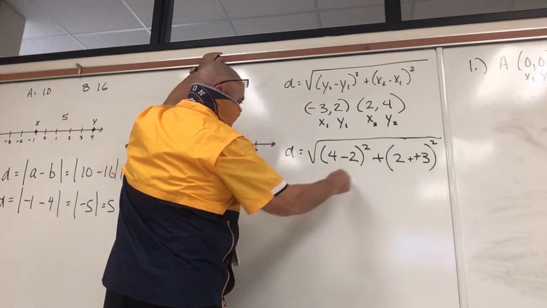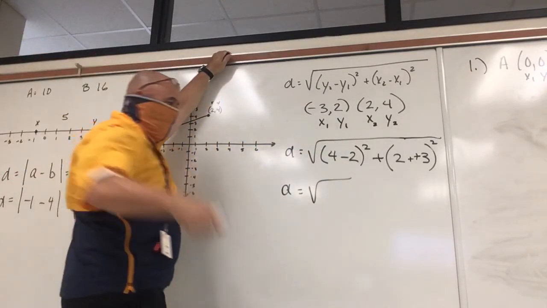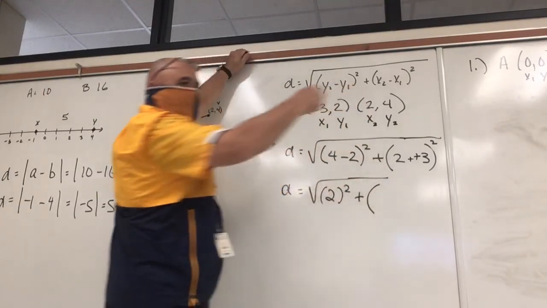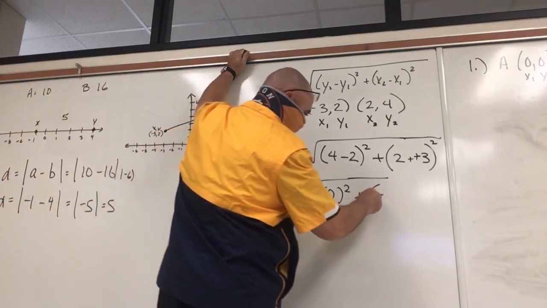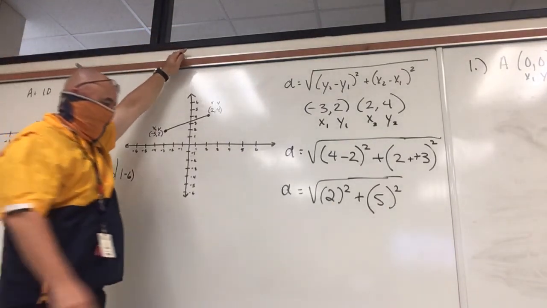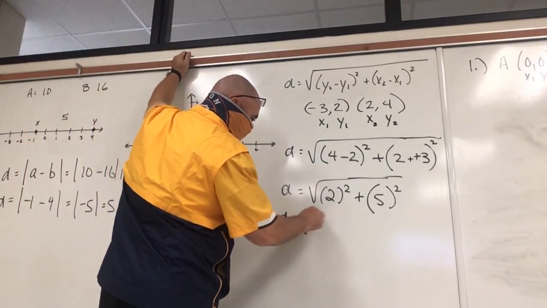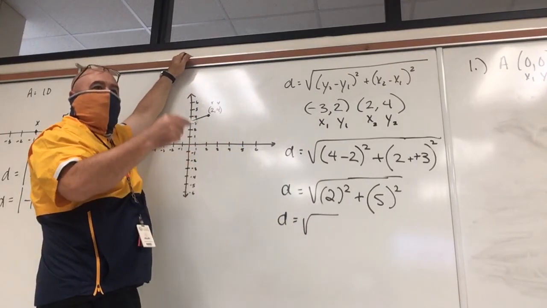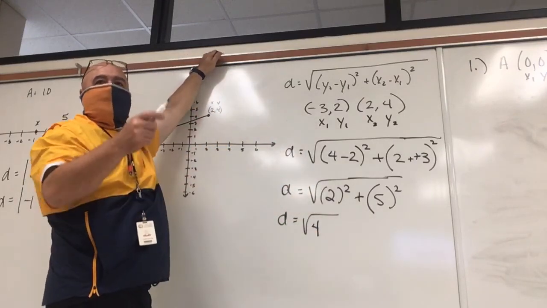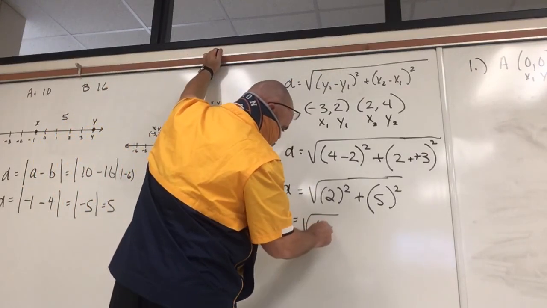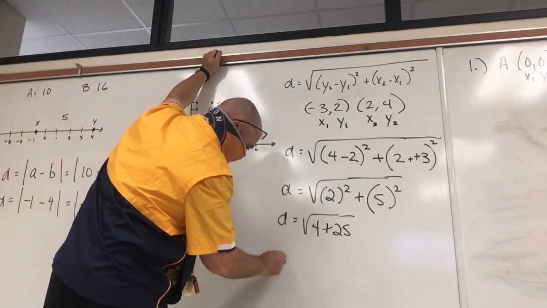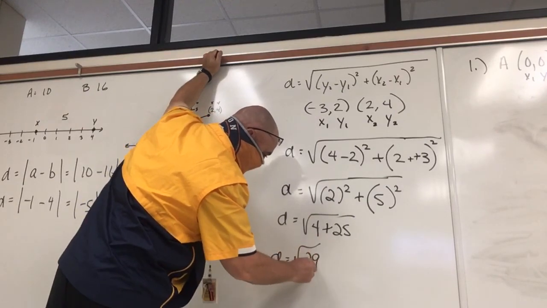D equals 4 minus 2 is 2, squared, plus 2 plus 3 is 5, squared. Everybody with me so far? Okay? D equals square root. 2 squared is 2 times 2, which is 4. 5 squared is 5 times 5, which is 25. D equals square root 29.